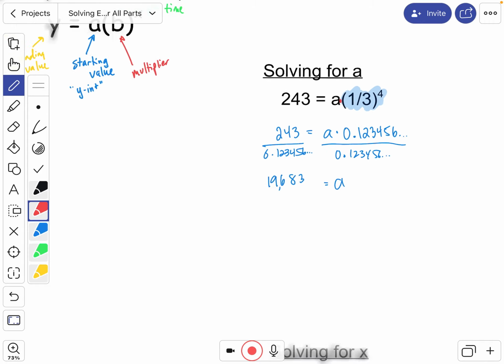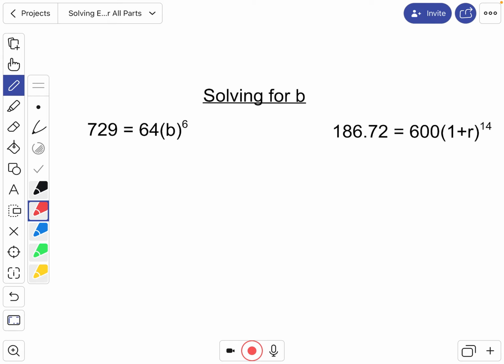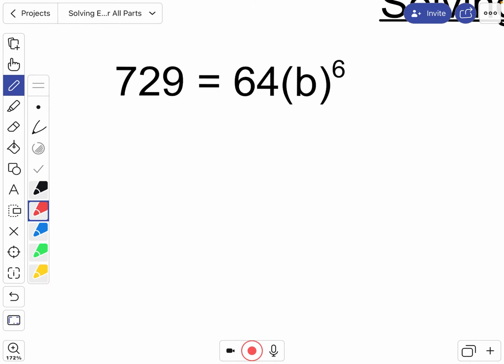All right, now we're going to look at what if we solve for b. So I've got 2 examples here for solving for b. One is just a simple exponential growth situation. The other is a growth by a percent. That's the second one. So this one is growth or decay by a percent. We're going to figure out that percent rate, which we call R. So let's look at solving for b, number 1.